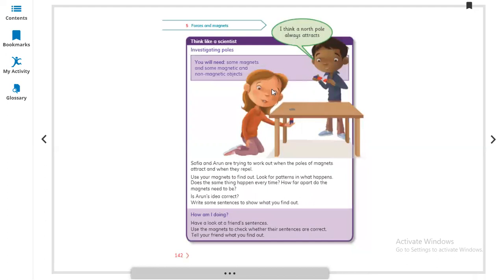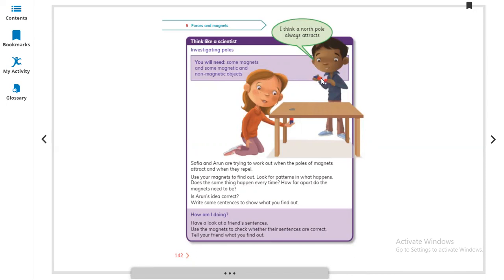What about Aaron? He's saying, I think the north pole always attracts. No, obviously not. As I told you before, if both are the same side, like this one red and this one also red, they are not attracting each other. Why? Because they repel each other.